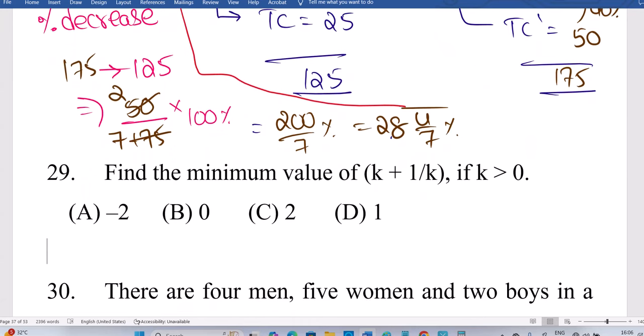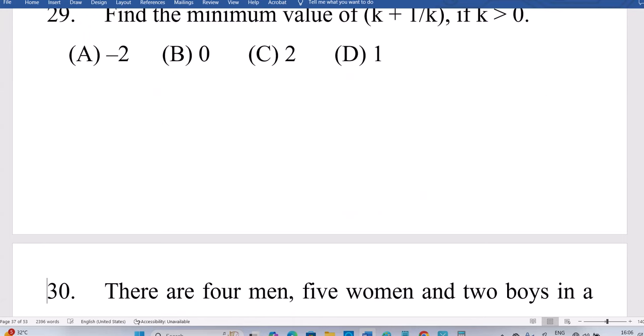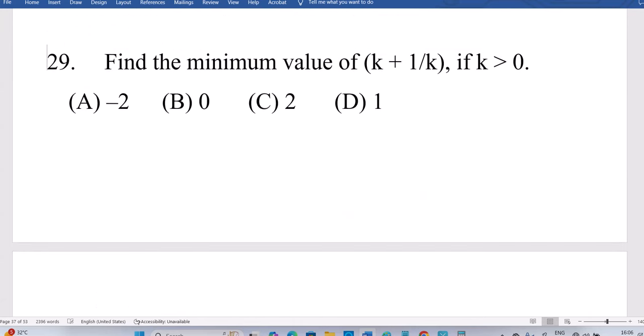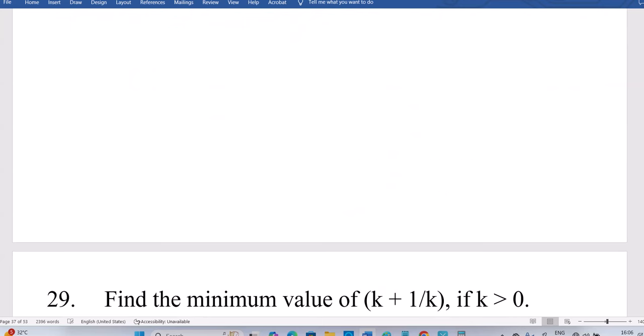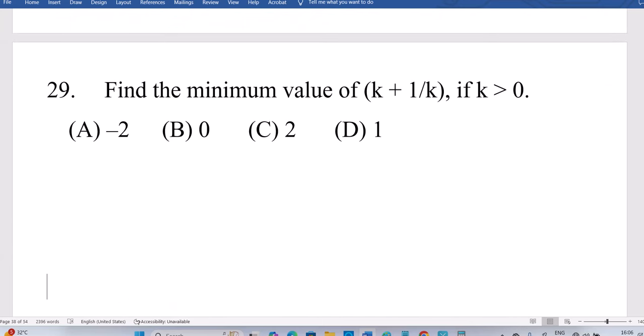Now, what's the minimum value of k plus 1 by k if k is greater than 0? This type of question appears in every set they give. Please let me know what the answer is.